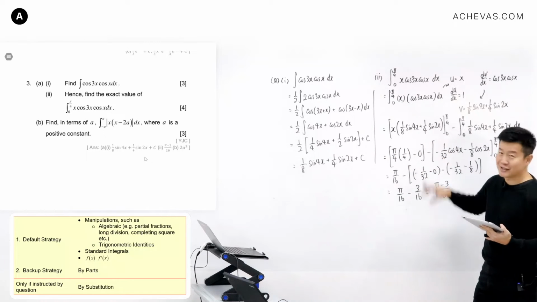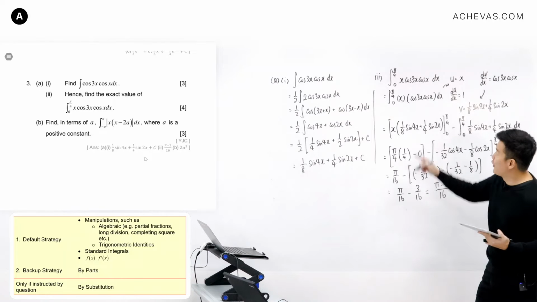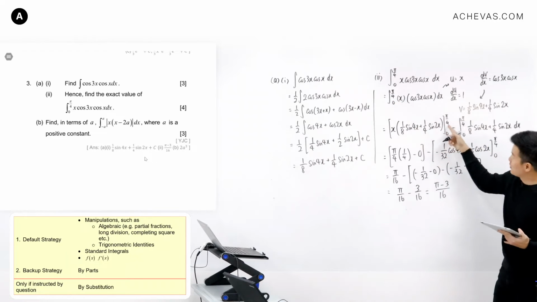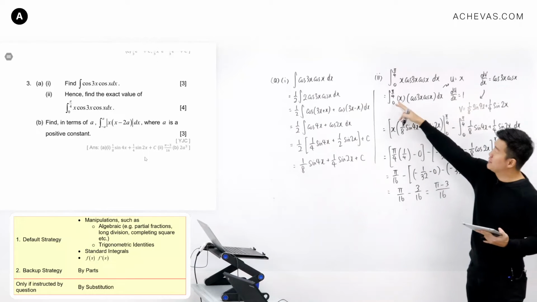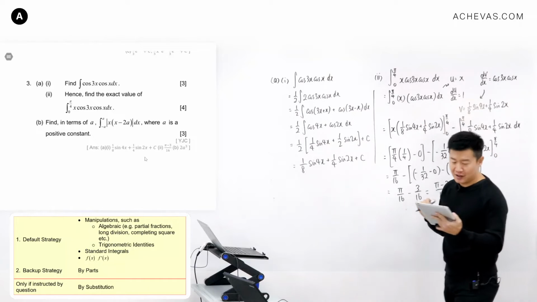Okay, it is sort of tedious. And my apology for writing this wrongly. It should be pi over 4. In case you didn't capture it, I wrote this as pi over 2. So that's my mistake. Next, B.